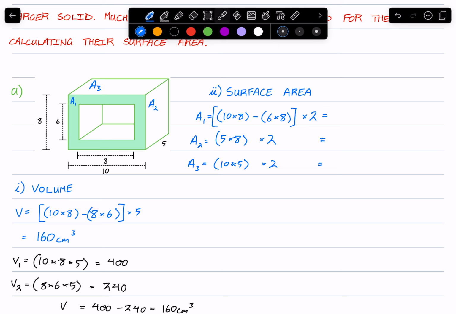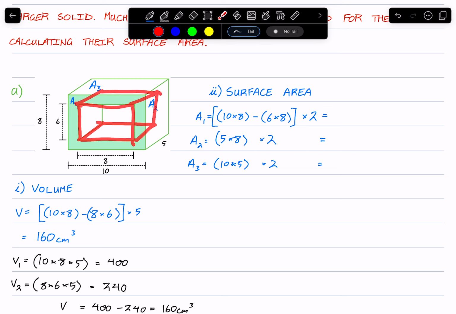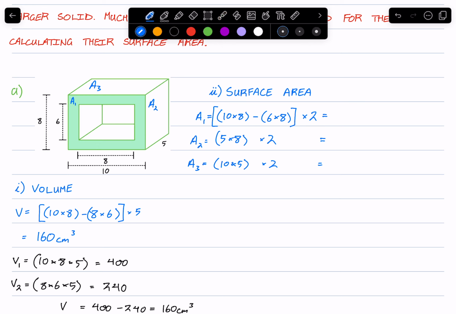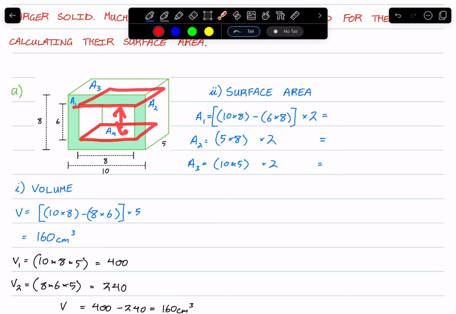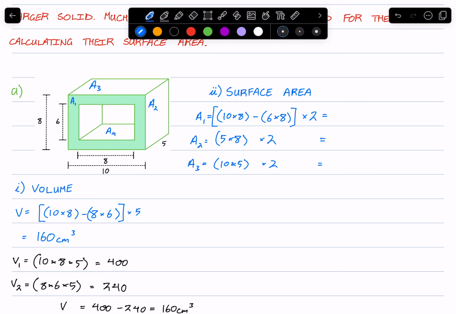Now that we've done this, let's consider the areas on the inside that have been exposed because we've cut out this rectangular prism on the inside of this. So area 4, I'm going to treat as this inner surface here. Area 4, hope you can see that's going to be 8 by 5. And there's actually a second one above, so top and bottom of the inside. So area 4 is going to be 8 by 5, and there's going to be 2 of those as well.